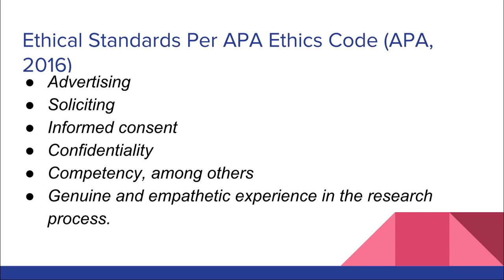Ethical standards per the APA Code of Ethics. Per the APA Code of Ethics and Conduct, research will be kept within the appropriate boundaries set for advertising, soliciting, informed consent, confidentiality, competency, and others. As compensation for participation could be offered, there may be a possibility that subjects feel coerced into participating. This will be controlled for by offering a genuine and empathetic experience in the research project.